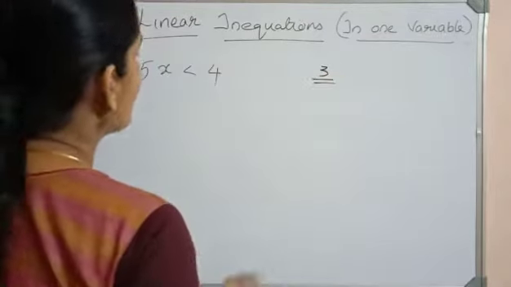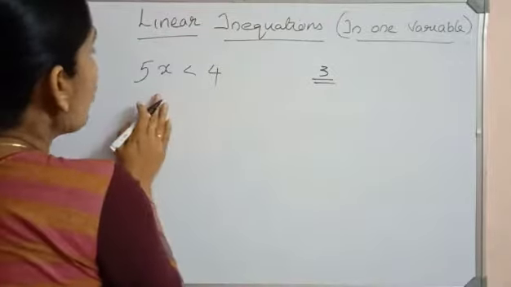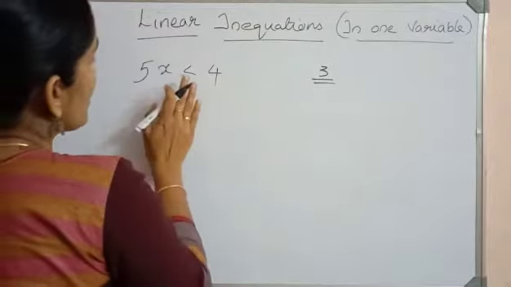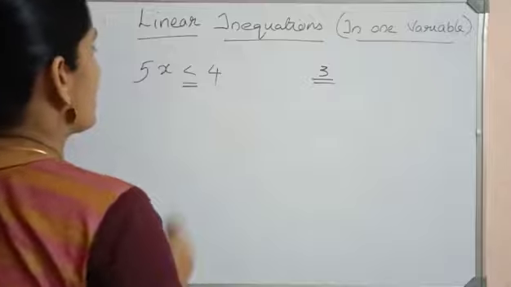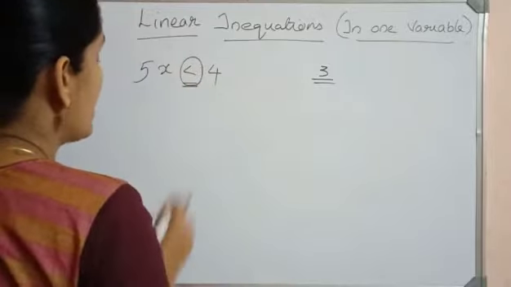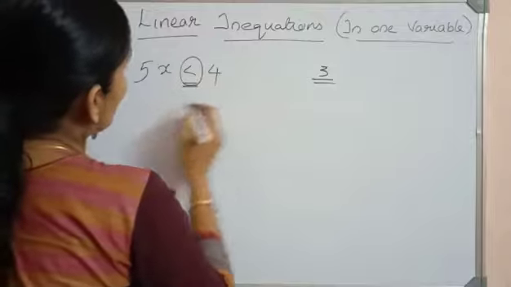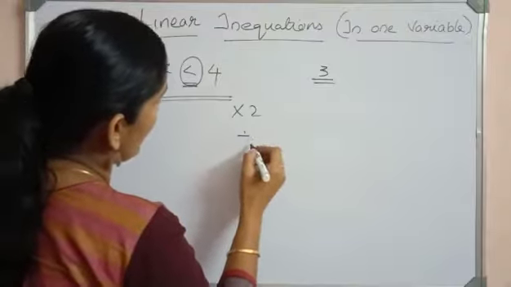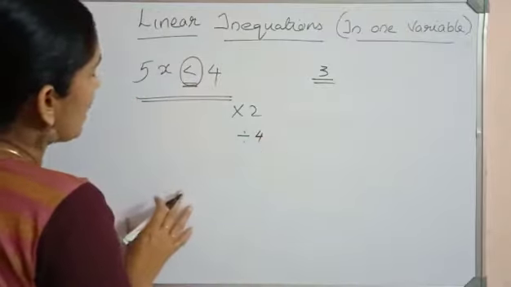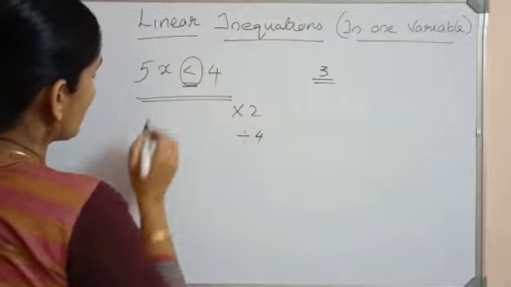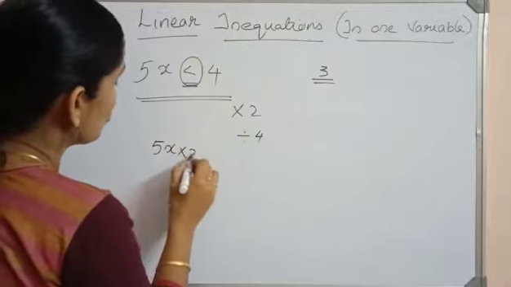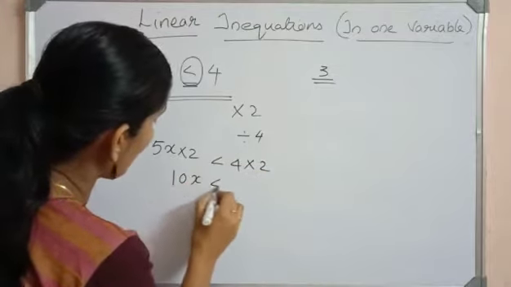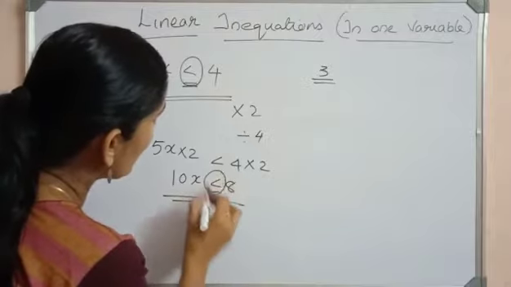Rule 3 says that whenever we are multiplying or dividing each term of the inequation by a positive number, the sign of the inequality remains the same. So here the sign of the inequality is less than. If you are multiplying the entire inequation by any number or dividing it by any number, then the sign of the inequality remains the same. When you are multiplying with 2, you get 5x into 2 is less than 4 into 2. So you can write this as 10x less than 8. So the sign of inequality remains the same.